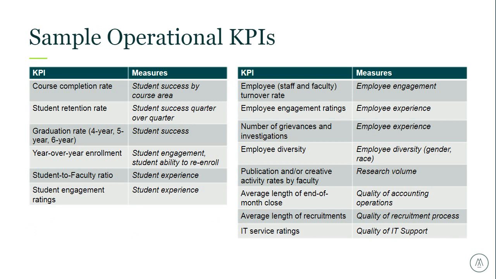So on this list, you'll see some of these measures really relate to students and student success. And a lot of these I'm sure are very familiar to you in terms of course completion rate and student retention rate, really looking long-term at your graduation rate and your year-over-year enrollment. All of these things are really speaking to, are students engaged? Are they having success within your particular learning environment? And then we also have some very traditional ones like student to faculty ratio here as well.